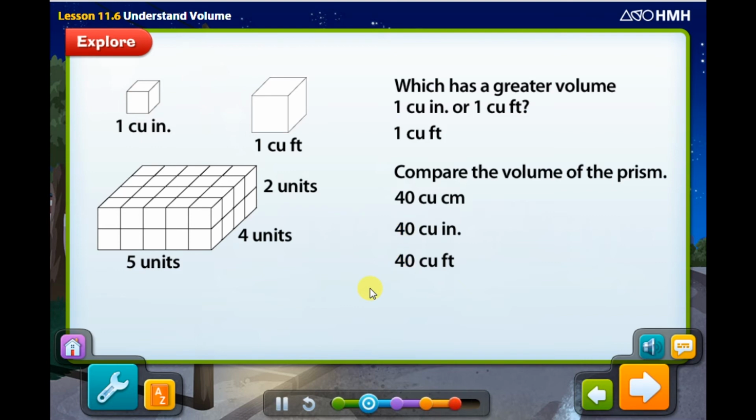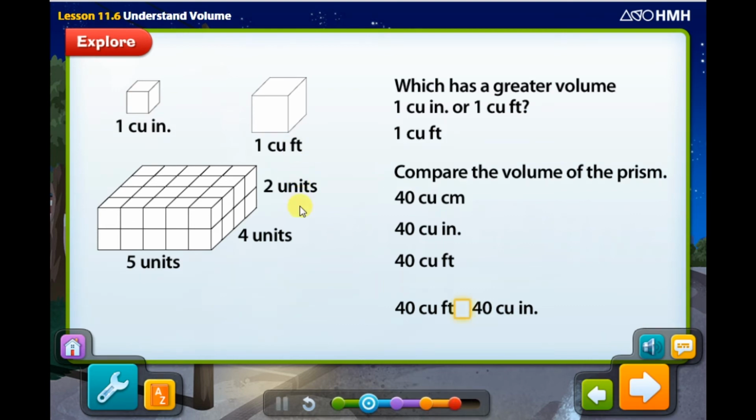Although each unit may contain the same number of unit cubes, the volume of the prism depends on the size of the cubic unit. Would a volume of 40 cubic feet be greater than, less than, or equal to a volume of 40 cubic inches?